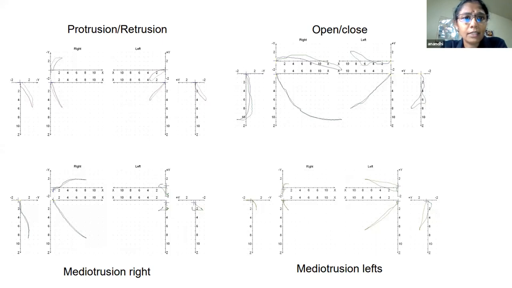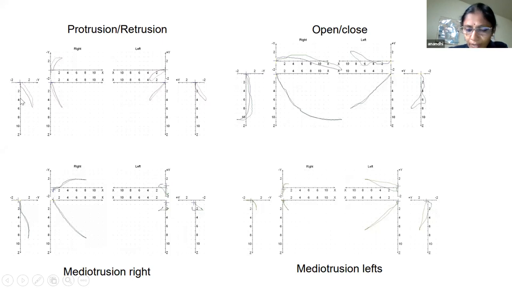When we look at the tracing, there are three dimensions: the frontal view, the side view, and the top view. That's what the graph shows. The frontal view is Y to Z. When you stand in front, you can see that when he does protrusion and retrusion, he is going to the left. This is the right side and the left side of the patient. So when he's coming forward and backward, the jaw is actually moving to the left, right?